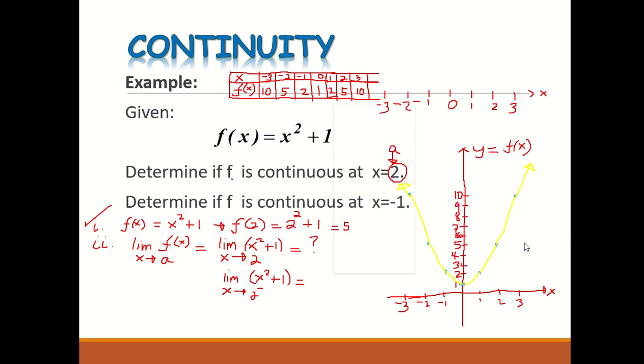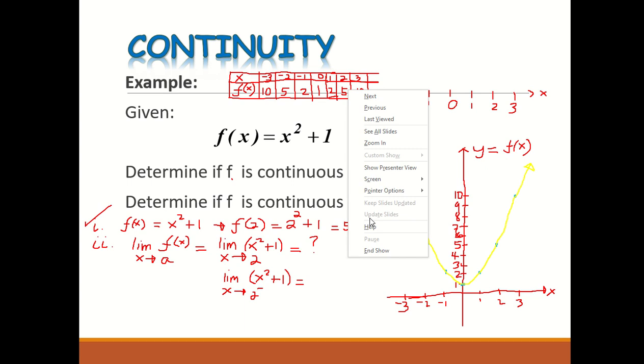Okay, so as mentioned, to prove that the limit of f of x as x approaches a, second condition, it should exist. So we have to test. For this case, we have limit of x squared plus 1 as x approaches 2. So we need to test the limit of x squared plus 1 as x approaches 2 from the left. Okay, negative here means from the left. It means, class, that we need to trace the graph.